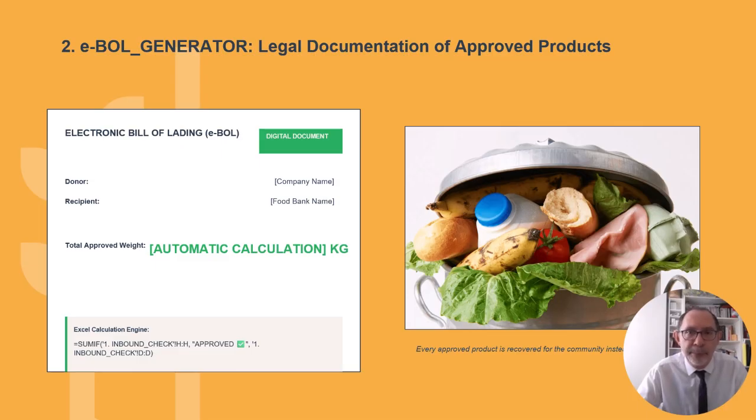The electronic bill of lading, or e-bill, is the official record of the transaction between the donor and the food bank. This document is vital because it provides transparency and ensures legal compliance for the entire donation. It firmly registers the exact amount of food recovered, turning operational data into a verifiable legal output. This total approved weight is the key metric that drives our impact calculation.